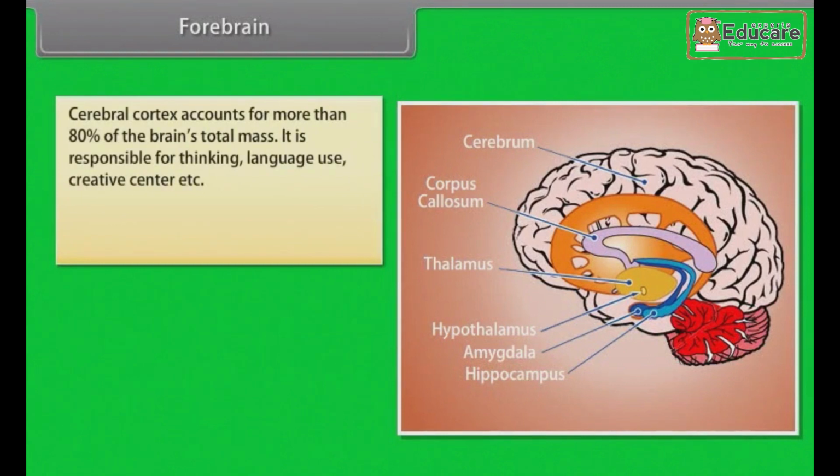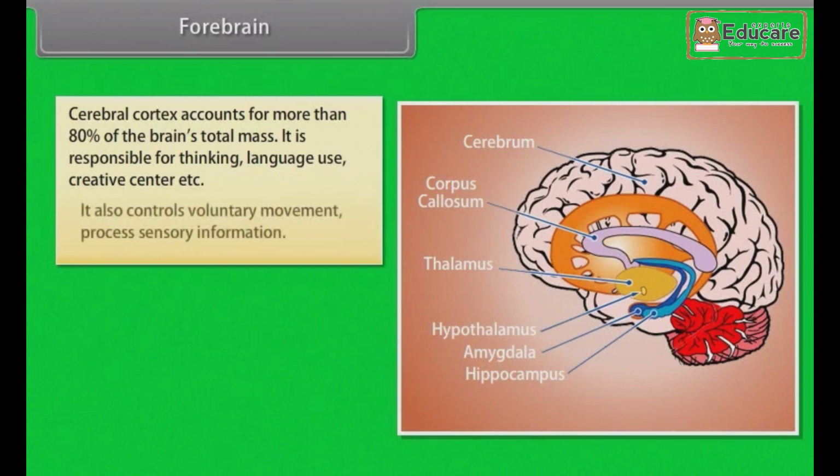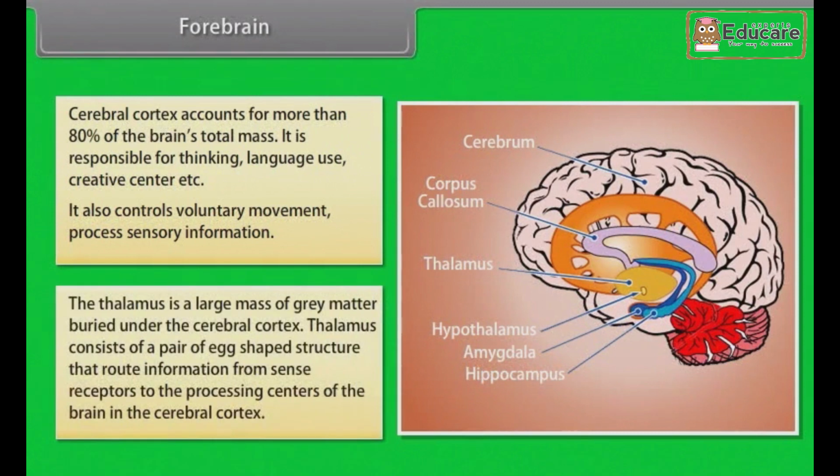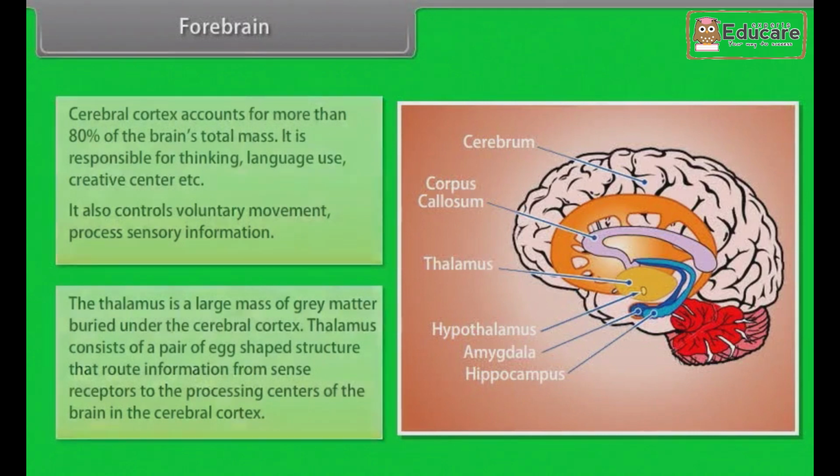The cerebral cortex accounts for more than 80% of the brain's total mass. It is responsible for thinking, language use, creative center, etc. It also controls voluntary movement and processes sensory information. The thalamus is a large mass of grey matter buried under the cerebral cortex. Thalamus consists of a pair of egg-shaped structures that route information from sense receptors to the processing centers of the brain in the cerebral cortex.